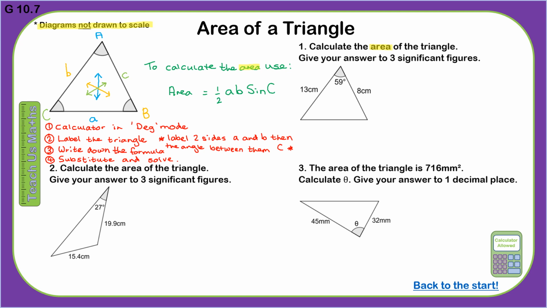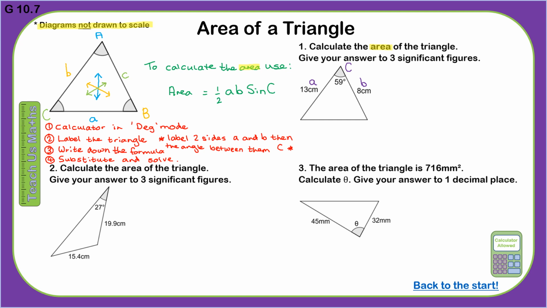So I'm going to start by labelling the two sides, A and B. Now it doesn't matter which order these are in, so I'm going to choose A to be 13 centimetres and B to be 8 centimetres. Because these are sides, I'm using lowercase letters. Then I'm going to label the angle in between these two sides as angle C. Now this is a capital C because it's an angle.